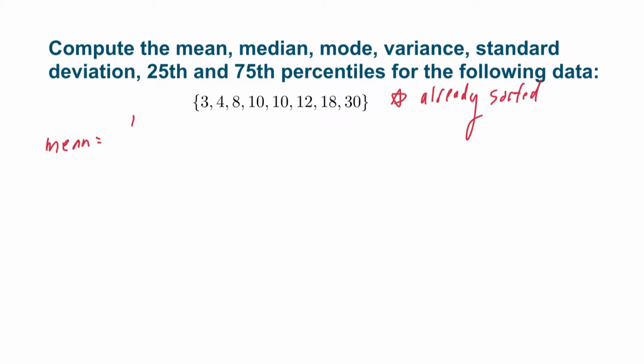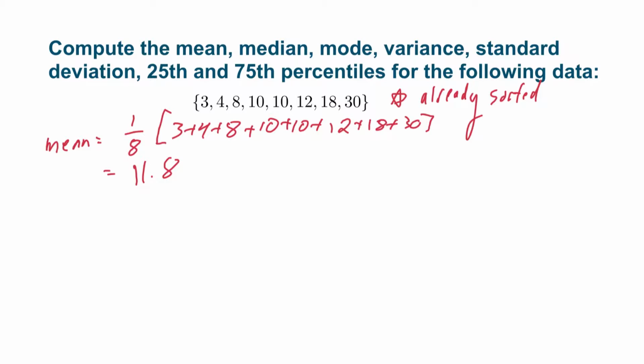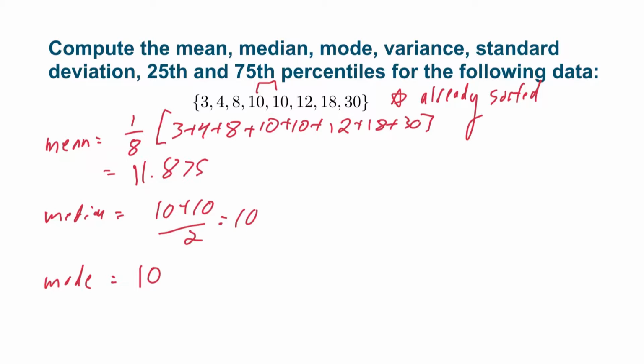Of course, I'm going to divide by the number of elements, and I add everything up. And one can show, after throwing this into their calculator, that this is 11.875. For the median, I take the middle number, but in this case there's 2. So I take the average of the middle 2 numbers to get 10. And the mode is the most common number. Only one number appears more than once, and it's also 10. So those were not too bad.